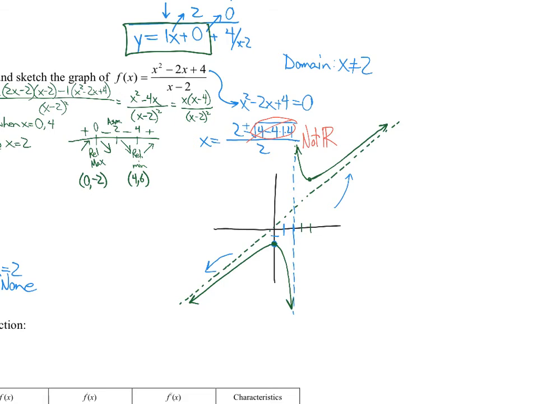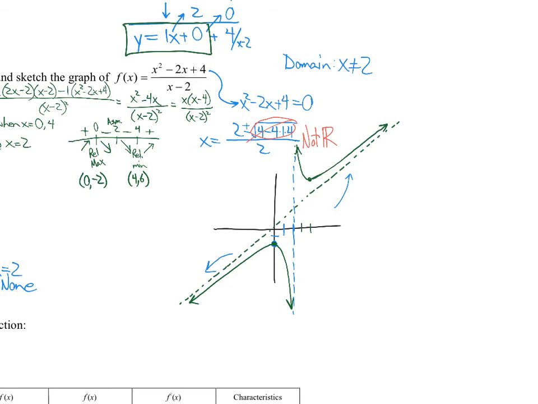Now question, just by looking at it, what's our concavity? Downwards and upwards. Okay, where are our points of inflection? 2? There are none. 2 is where concavity does change, but that's a discontinuity.